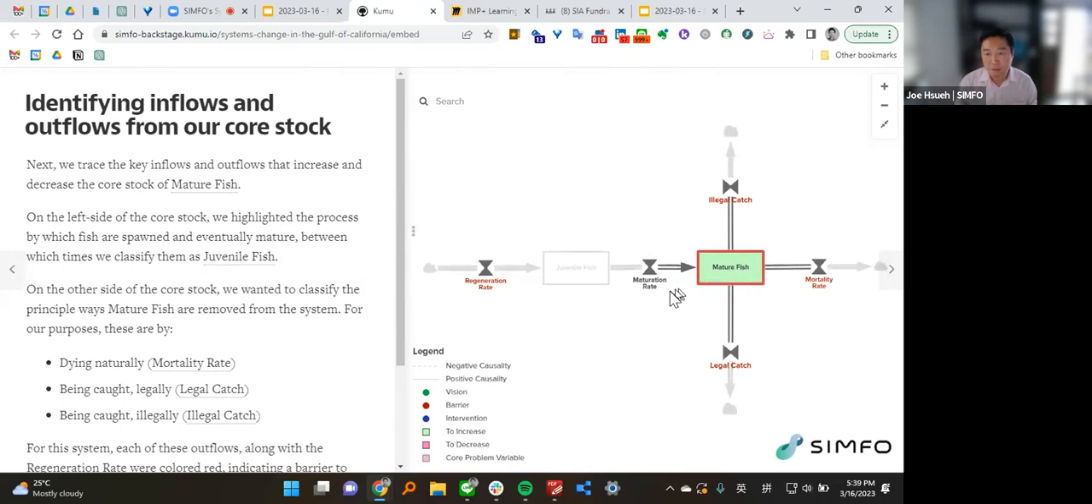Where does that come from? Well, it came from juvenile baby fish. The inflow is the regeneration rate, spawning the eggs. Mature fish, through time, can either die naturally, the natural mortality rate, or be lost through legal catch and illegal catch. Those are different pathways of fish decline. So by using stock and flow, I can identify what causes the fishery to decline. Is it natural death through pollution? Is it through illegal catching, or what?